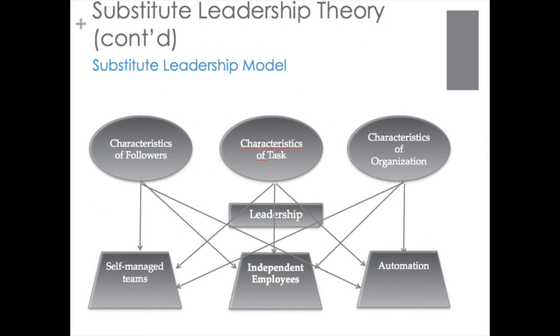This slide depicts when a leader becomes limited in their effectiveness or obsolete. As you can see in this slide, the leadership role is faded out and taken over by the characteristics of its followers, of the task, or of the organization. When you substitute or neutralize a leader, there are alternatives to leadership that come through, such as self-managed teams, independent employees, or automation.